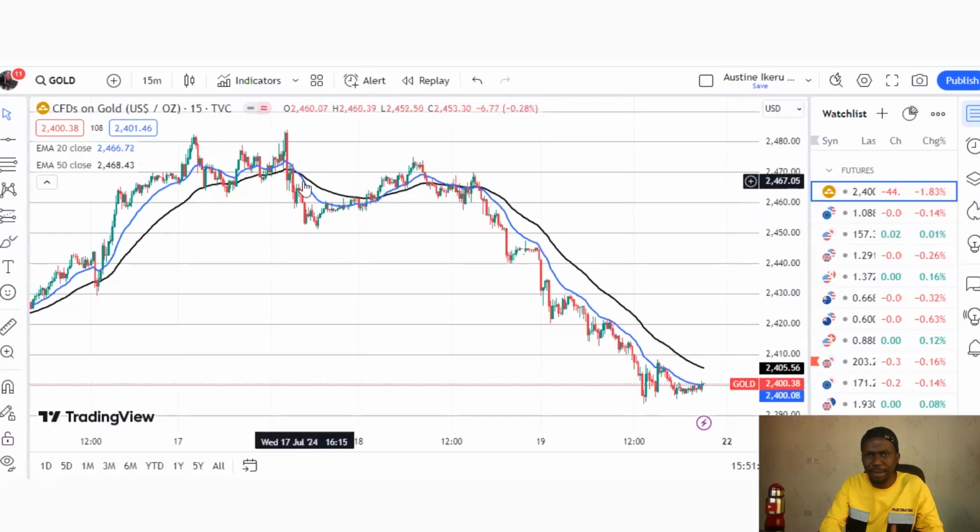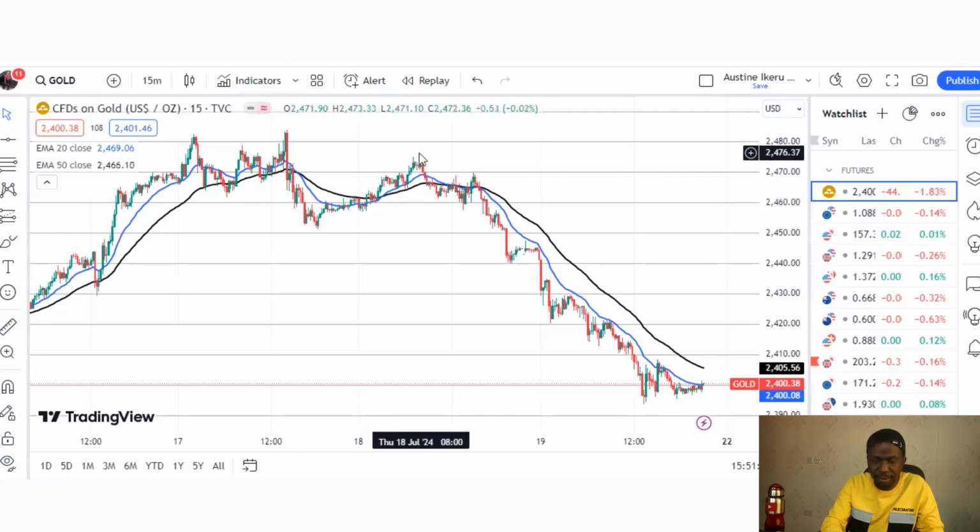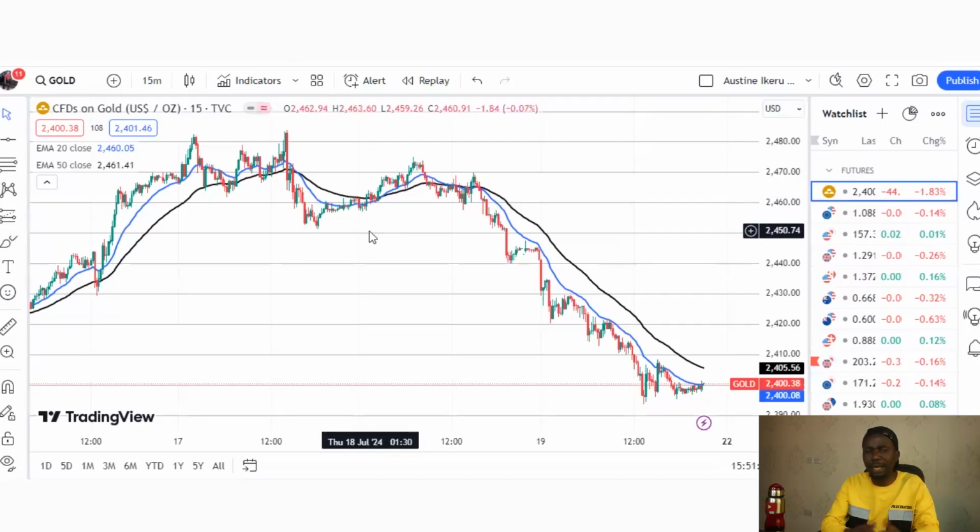You can see that each time the faster moving average crosses above the slower moving average, the price tends to go up, right? You can see that the blue line, which is the 20 EMA, crosses above the 50 EMA and the price went up, right? And here the 20 EMA, which is this blue line, crosses below the 50 EMA, which is this black line, the price went down. So this is another strategy that you can learn.